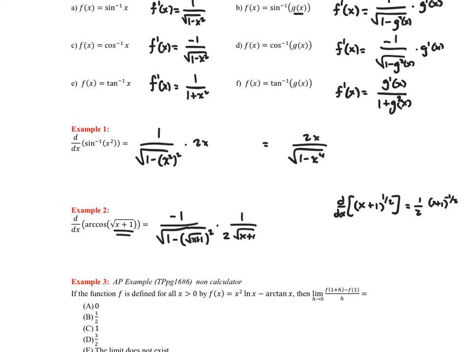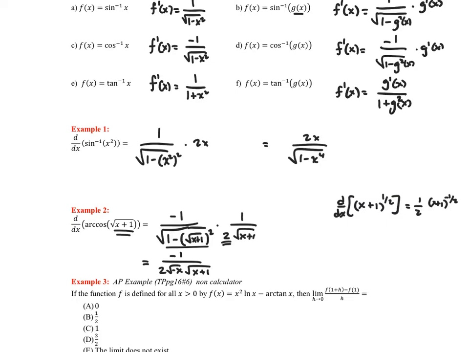Okay, so as we simplify this, let's look at what's going to happen here. I'll get 1 minus, and this squared will just be x plus 1. So it'll be 1 minus the quantity x plus 1, which will be negative x. All right, so I'm going to have a negative 1 over, I'm going to bring this 2 out in front, the square root of negative x from this portion of the expression, and then the square root of x plus 1. That'll be the derivative of the arc cosine of the square root of x plus 1.